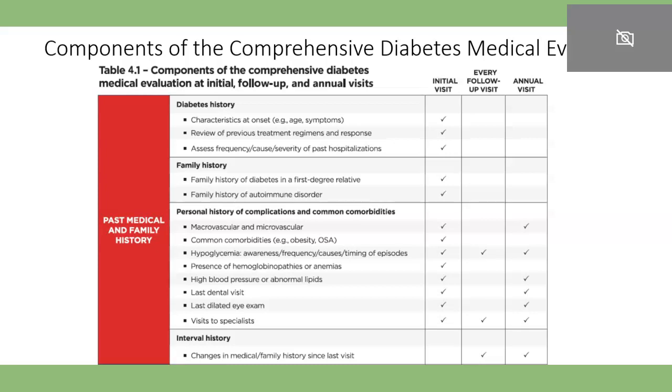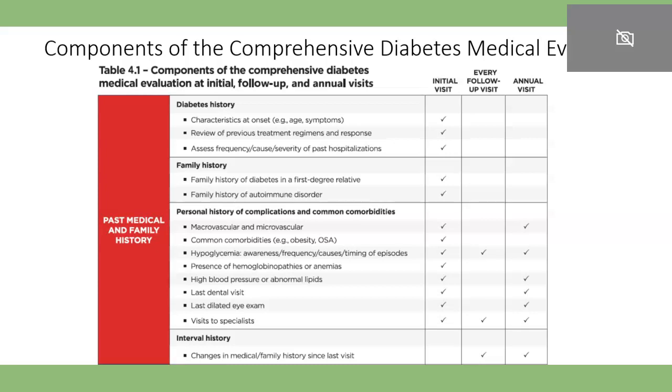All right, now here are the components of the medical evaluation, and it gives you a table, which I love tables: initial visit, every follow-up visit, and annual. Now these are guidelines. Remember, we say guidelines are written in pencil or erasable pen because you have to tailor it to the patient. So sometimes you will do more of an assessment at the every follow-up visit.